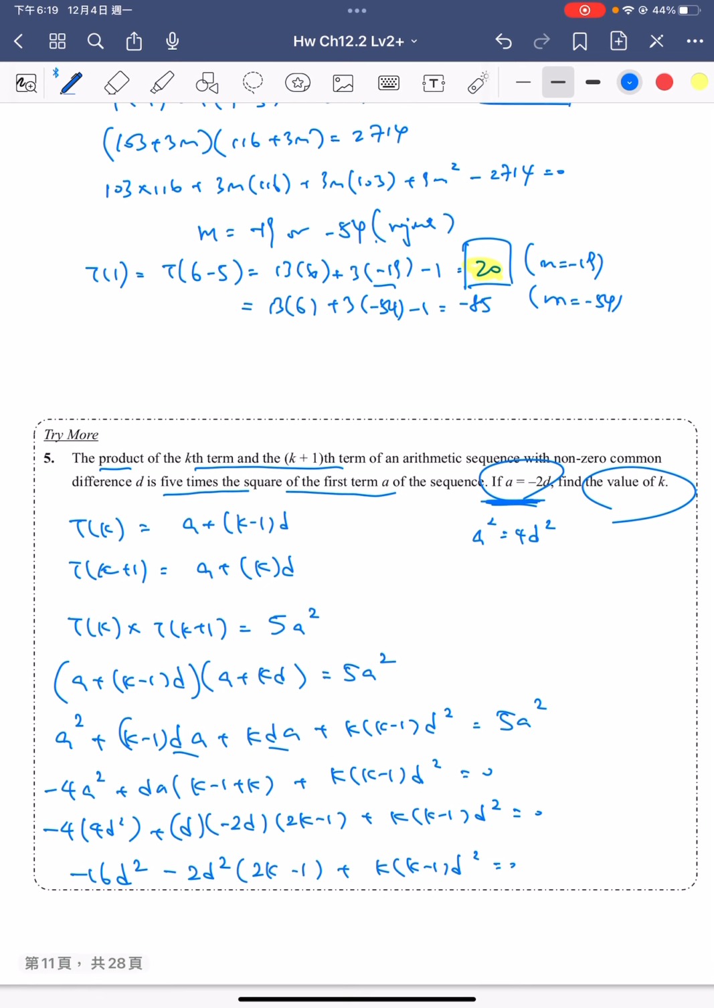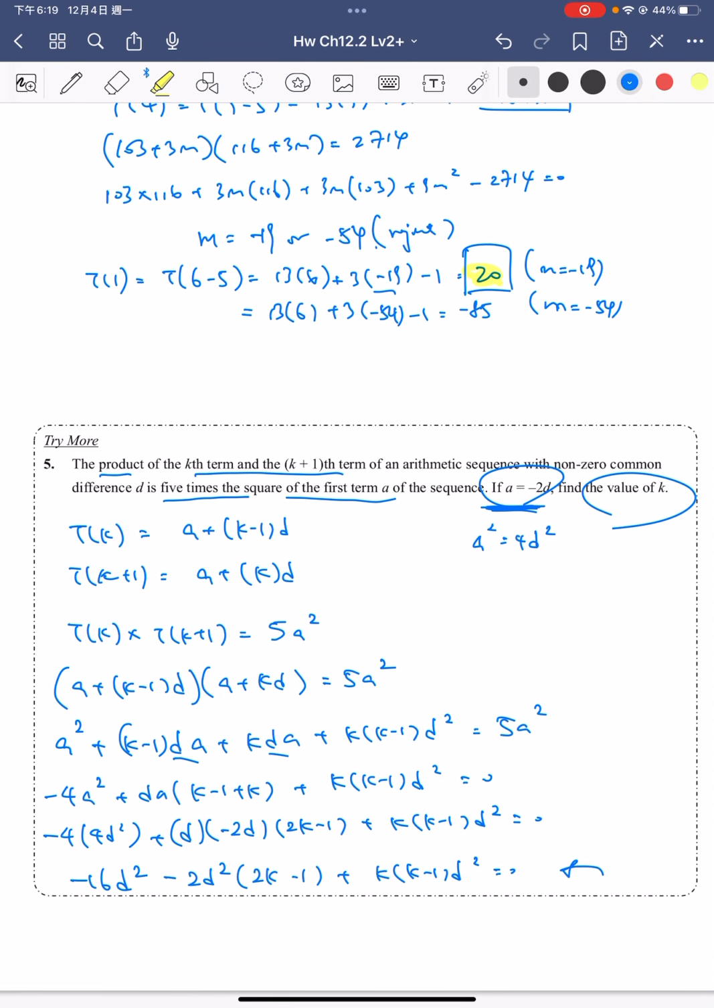So please bear in mind that this equation seems very complicated. We have d squared, we have k, we still have the d squared here. So try to take this d squared out as the common factor, and they're saying that the common difference is non-zero, the common difference is d. So now we can divide by d squared over 0. So now we can just say this negative 16, and then minus 4k plus 2, then plus k squared minus k equal to 0. And we can tidy up the format, so we have k squared minus 5k minus 14 equal to 0. Just factorize it.